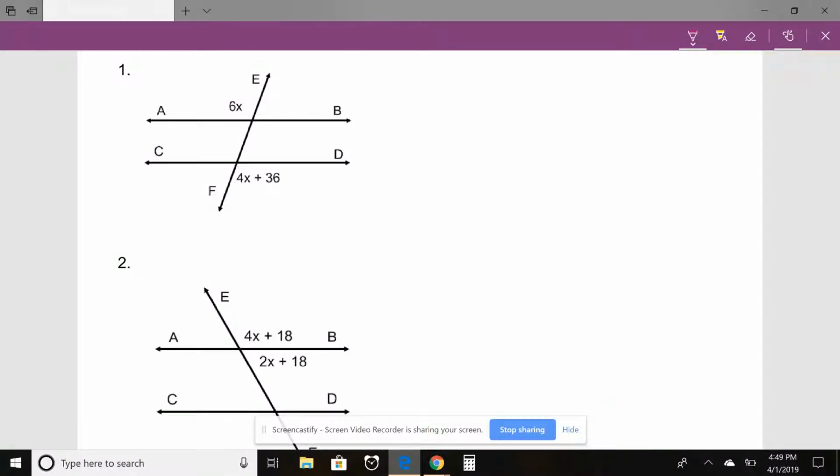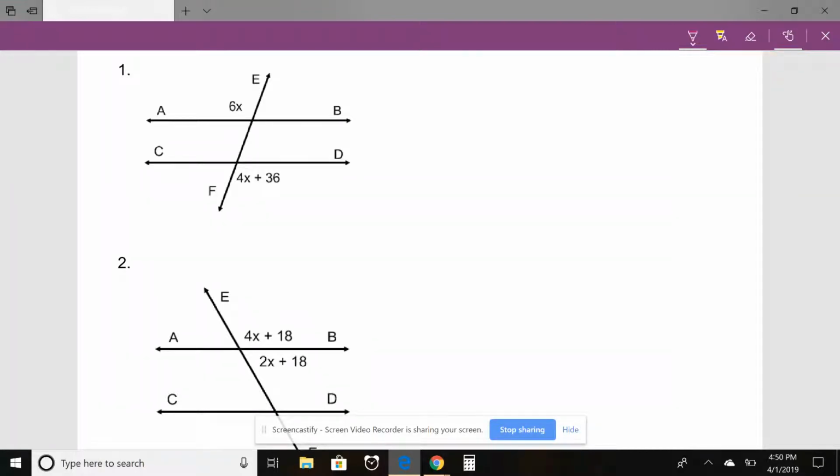In today's lesson, we're going to be looking at more geometric figures and incorporating algebra, looking at the angles of the figures and being able to figure out each angle measure in them. So in number one, we have two parallel lines cut by a transversal.